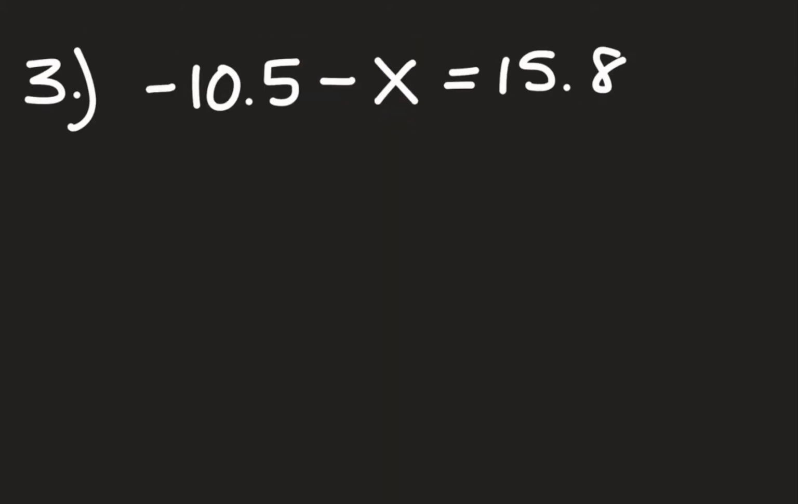Example 3, write this one down. -10 5/10 minus x equals 15 8/10. Let's have a party. Go ahead and draw your line down. Remember, it's like the door. There you are. And believe it or not, you do have some BFFs at this party.